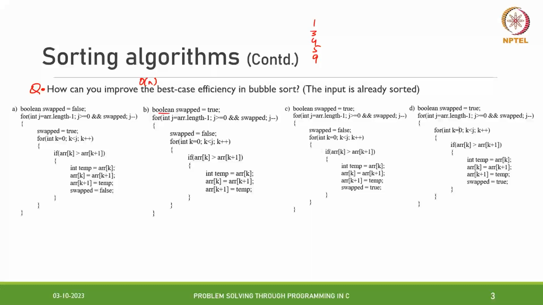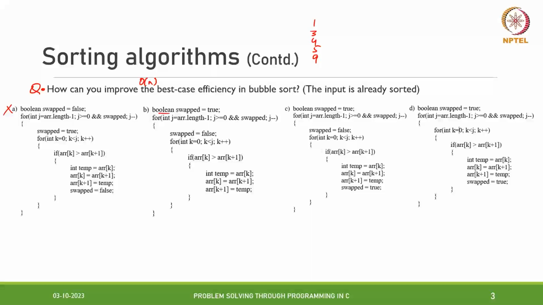What the loop needs to do in order to improve the best case is go through the array once, do all the comparisons, and then say that there was no swapping that took place, so now I should stop. That is what the loop should do. But in option A, because you are setting swapped to false, and this condition, j greater than or equal to 0 and swapped, will be evaluated initially, the loop will not start itself. So definitely option A is not the answer, right?